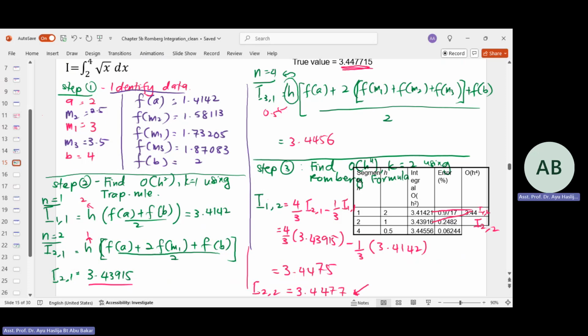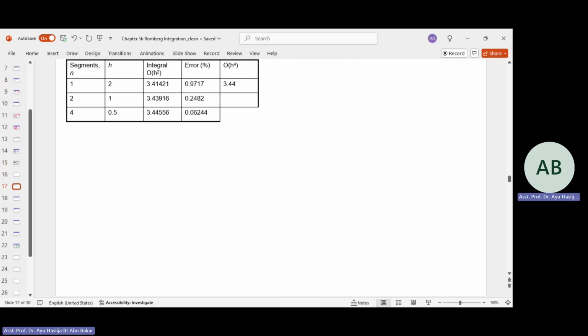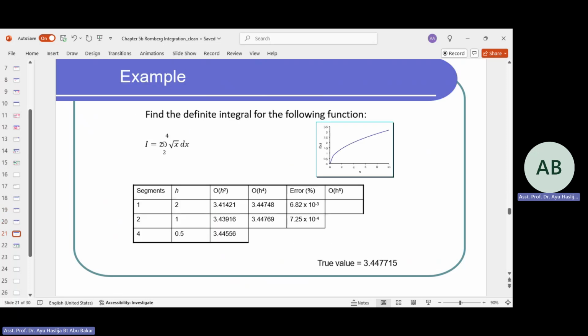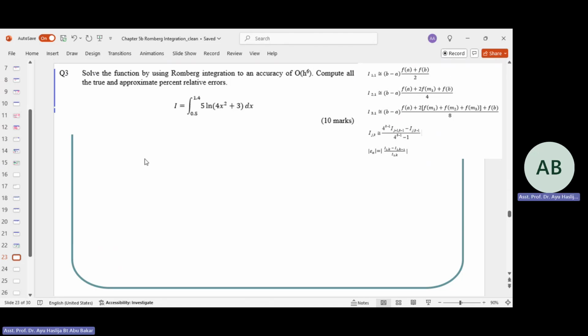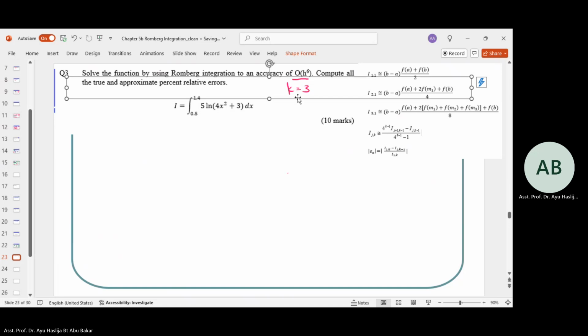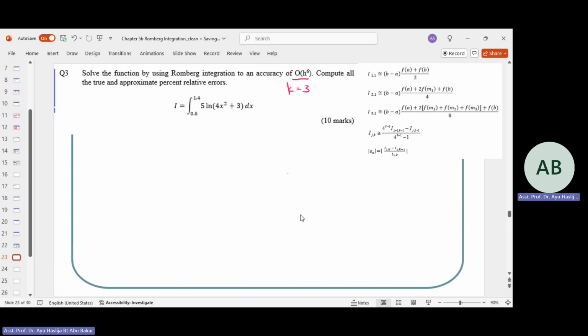Okay, I'll stop here first so that you can digest the whole thing. Tomorrow we will go through a final exam question. I think it's in the slide also, I have uploaded it. This question only mentions finding until O(H⁶), which is K level 3. So you need to find the data first. What are the data? This one we proceed tomorrow.